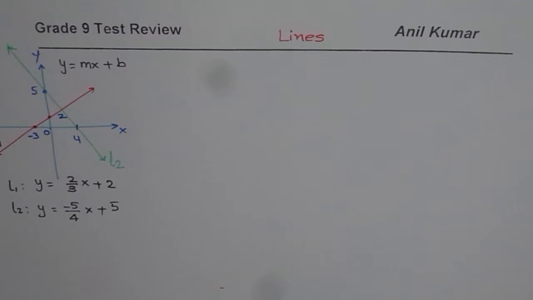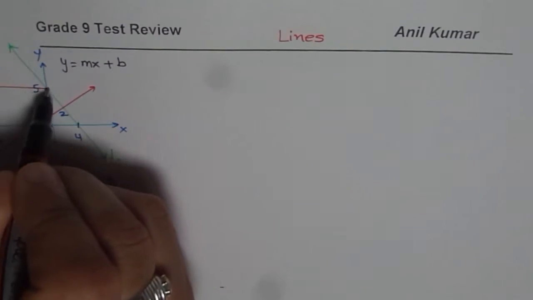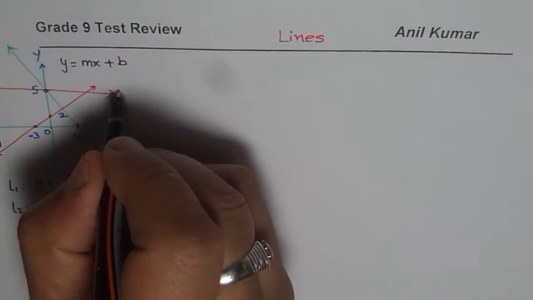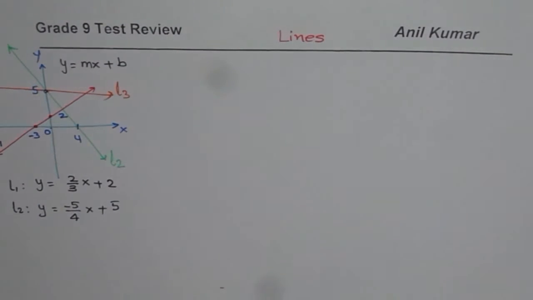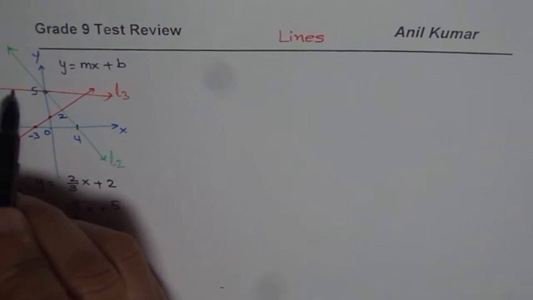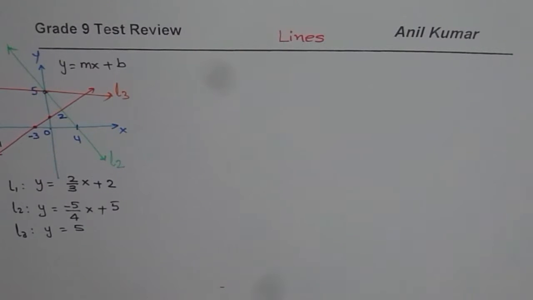There are two other types of lines which have a different kind of slope. For example, if I draw a horizontal line, let us say it goes through this point 5 itself. I do not want to write so many points. This horizontal line, I'm calling L3. Can you tell me what is the equation of this horizontal line L3? Let's try to figure it out. At every point, the y value is 5. Do you see that? So my equation is y equals 5. That is how you get the equation of a horizontal line.